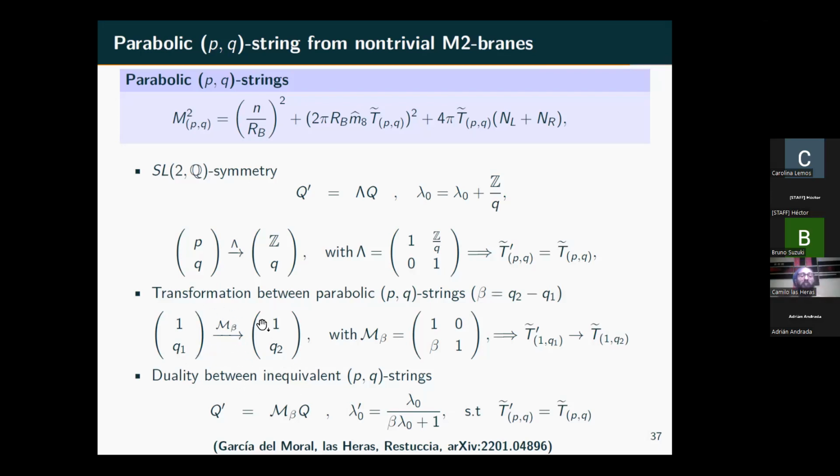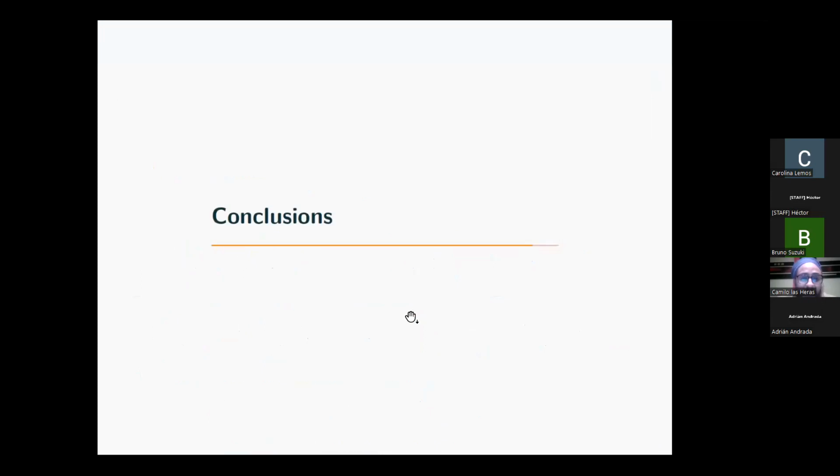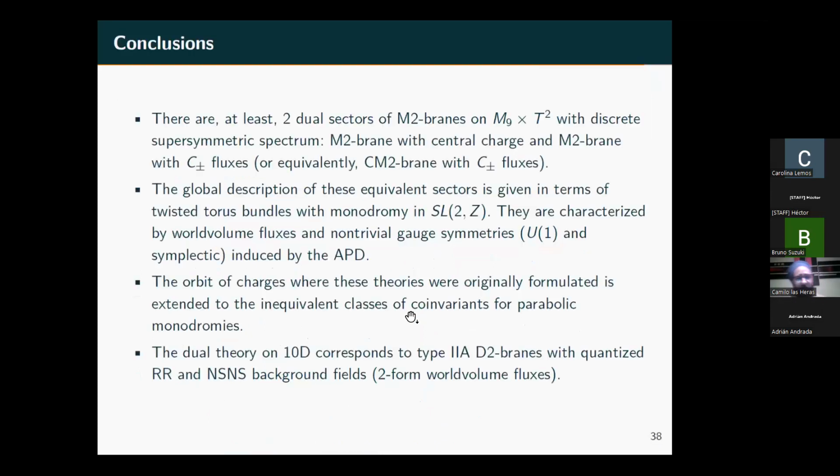Because we found a transformation. The transformation between coinvariants at the level of M theory can be understood in 10 dimensions as a duality between inequivalent PQ string. Therefore, in order to conclude, we have found that there are at least two dual sectors of M2 brane on a torus with discrete supersymmetric spectrum. These are M2 brane with central charge and M2 brane with C plus minus fluxes, or equivalently CM2 brane with C plus minus fluxes.